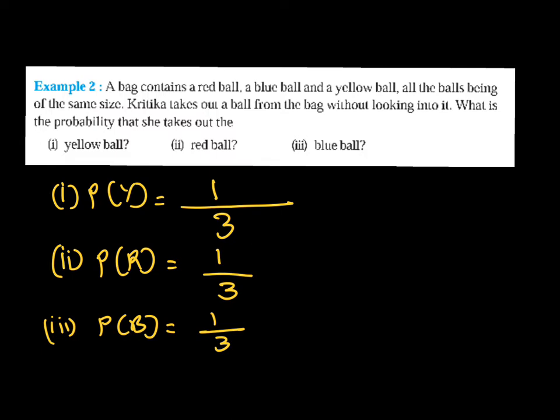Now an event having only one outcome of the experiment is called an elementary event. In all this, if you observe, there is only one outcome. Similarly, in our heads and tails example, there was only one outcome. Such events where there is only one outcome are called elementary events.